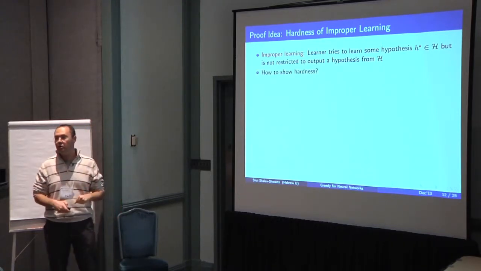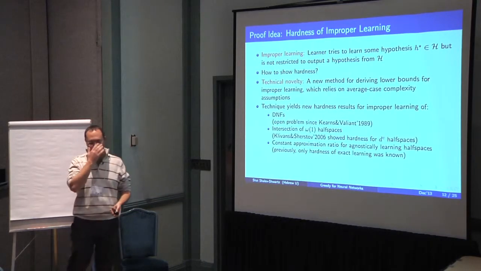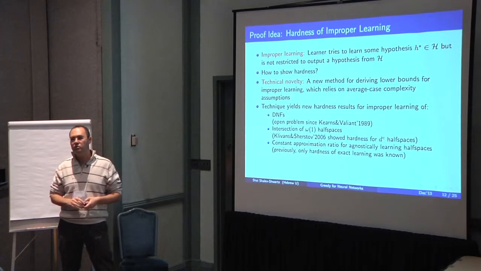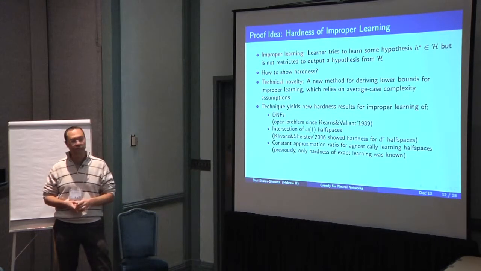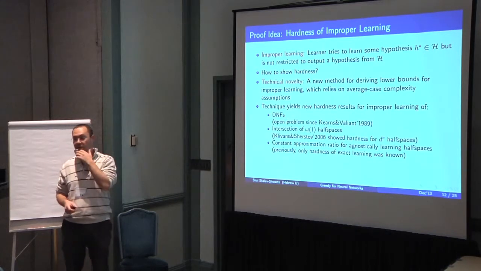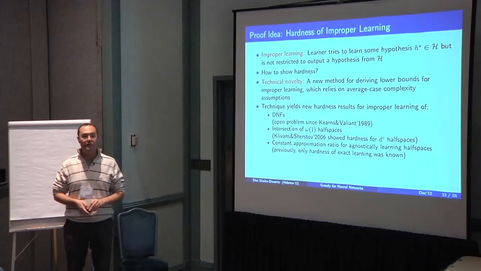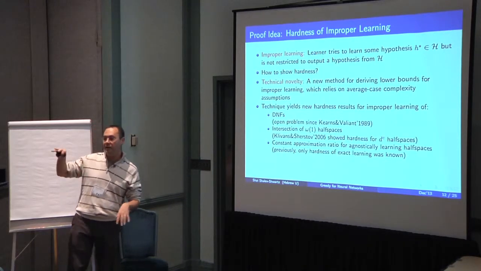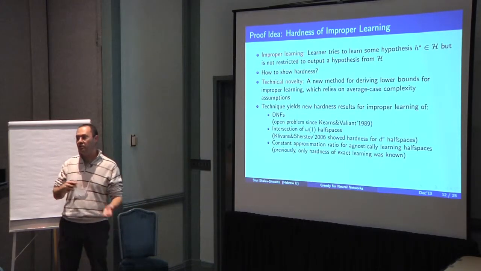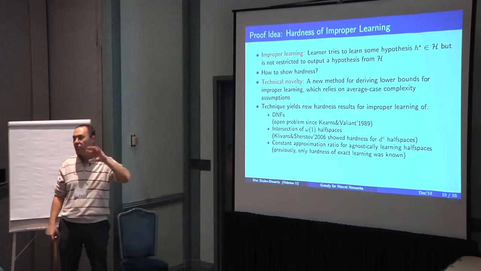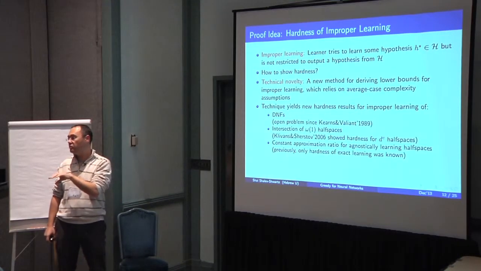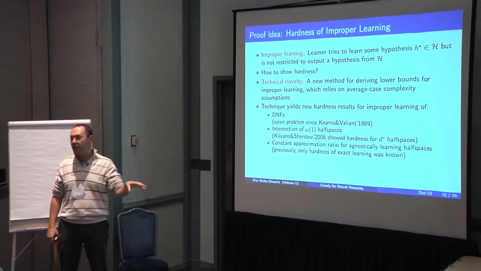So how do we show hardness of improper learning? The classic approach in computational learning theory to show hardness involves cryptographic assumptions. But here we have a new method for deriving lower bounds for improper learning, which does not rely on cryptographic assumptions, but relies on average-case complexity assumptions. Things like: you have a DNF formula, and you need to know whether it is satisfiable or not. The formula can either be completely random or be satisfiable, and what the algorithm needs to do is to know if we are in case A or in case B.